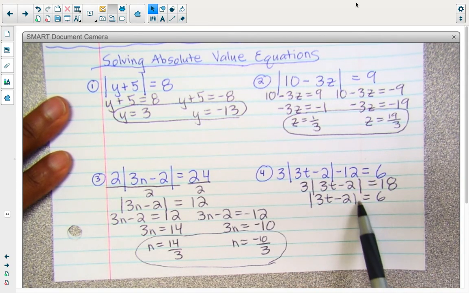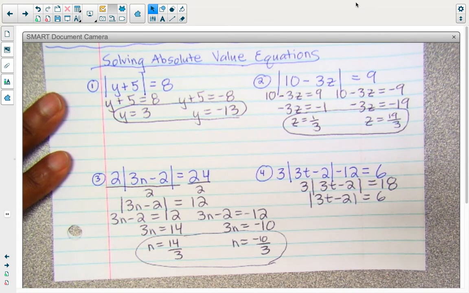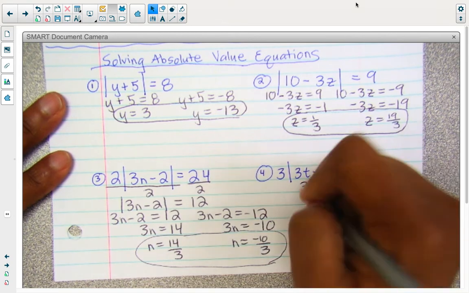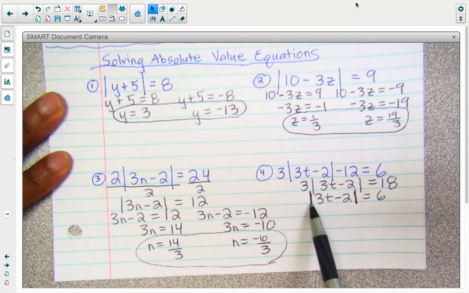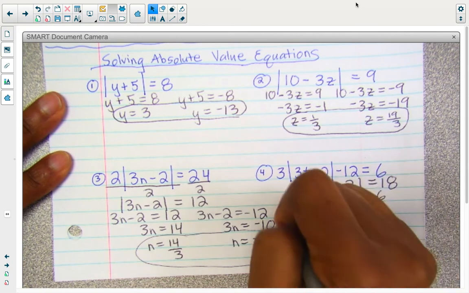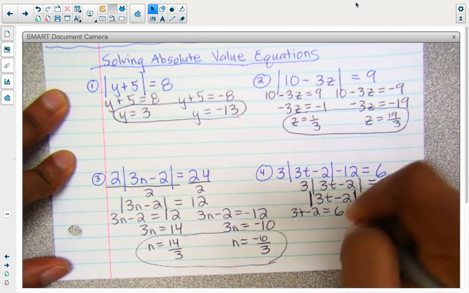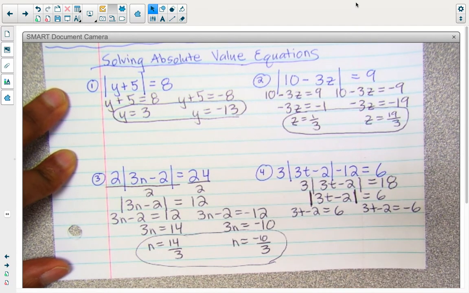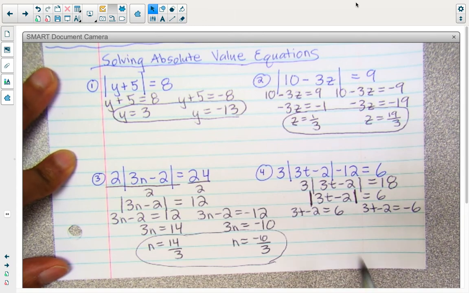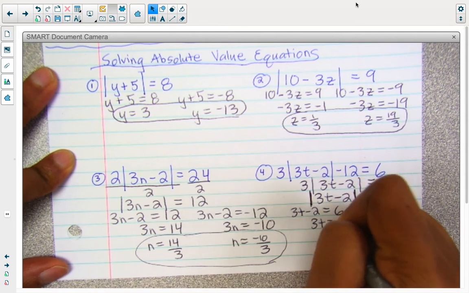Now that you have the absolute value on one side by itself, this is when you go through and set up your two different equations. I made this a little darker so that you wouldn't think that's a number. So this is the absolute value of 3t minus 2. We're going to have 3t minus 2 equals positive 6, and 3t minus 2 equals negative 6. So we set up two different equations. Add 2, and divide.